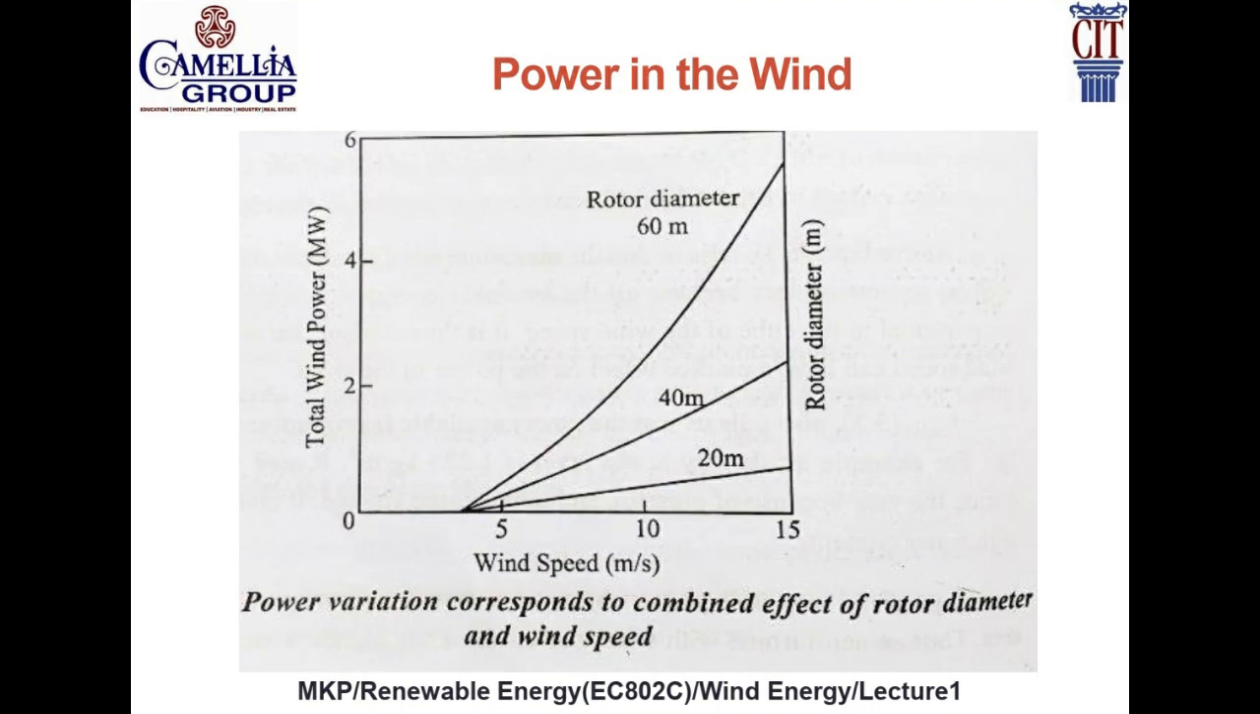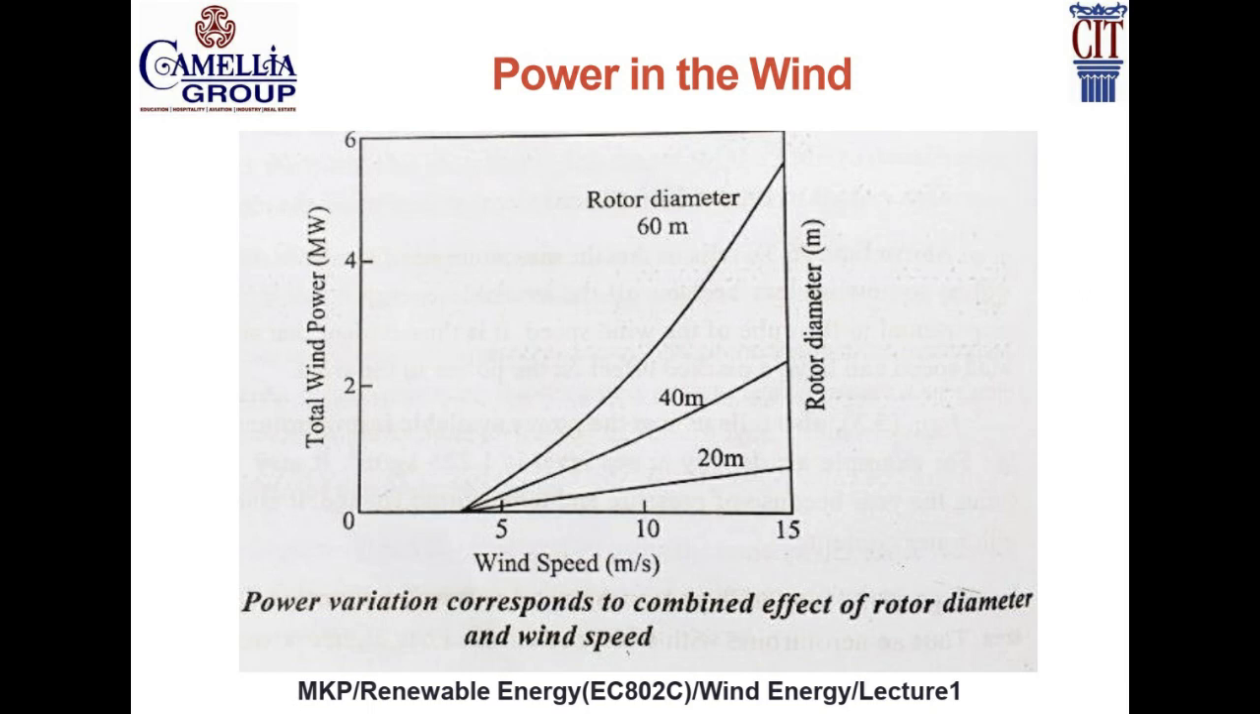In this graph, we have tried to show you how this power depends on wind speed as well as the rotor diameter. You can see there are three lines. For the bottommost, the diameter of the rotor is 20 meter. For the middle one, the diameter of the rotor is 40 meter, and for the topmost one, the diameter of the rotor is 60 meter.